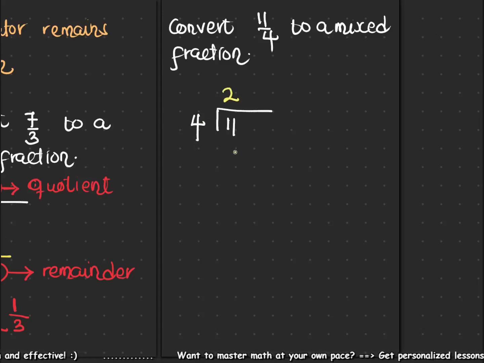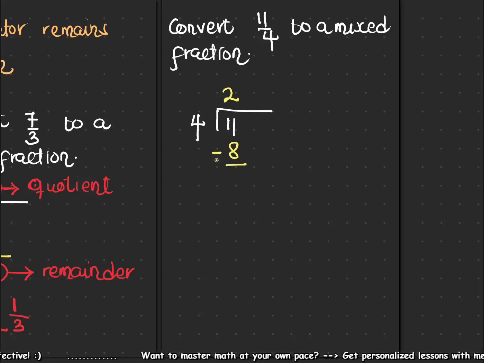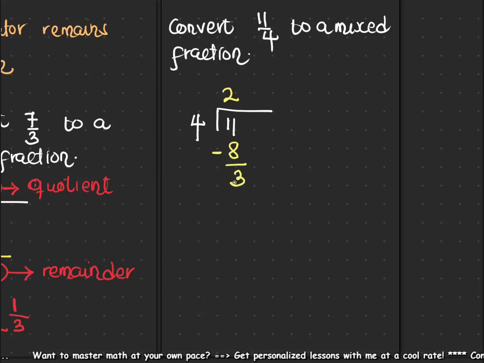And 4 times 2, we know, gives us an 8. What we do is subtract. So 11 minus 8 gives us a 3. This 3 here is the remainder. We don't want to go into decimals. No. We need that remainder because that becomes the numerator of our new fraction.